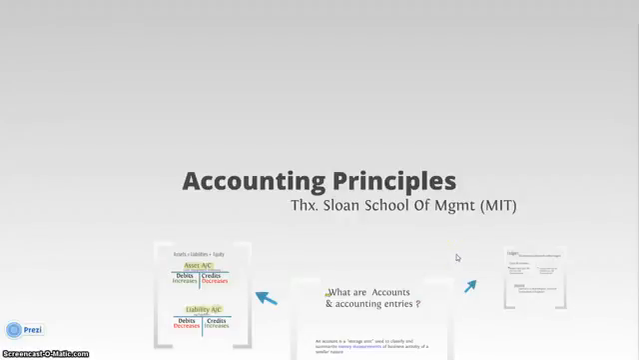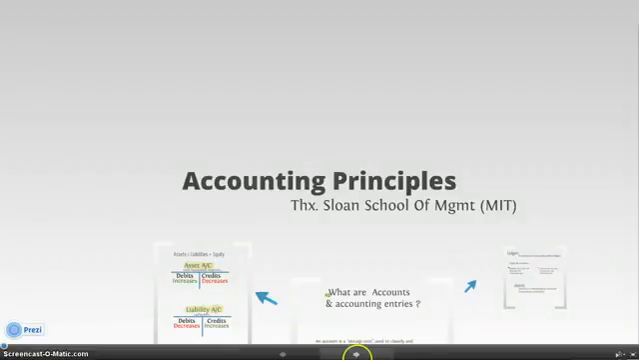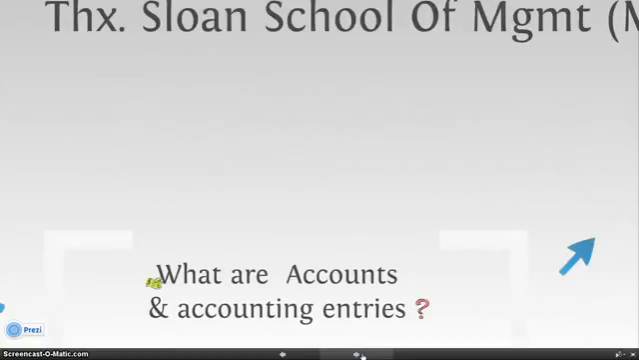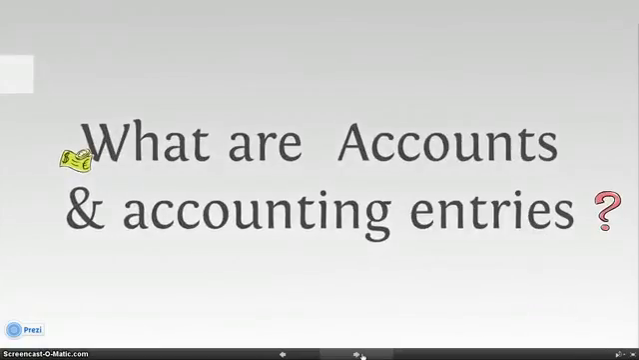Let's take a quick look at accounting principles. Primarily a minute's worth of topic focused on telling what an account is and how the accounting entries are made. Thanks to Sloan School of Management, this material has been derived from the lecture notes that were given in Sloan School of Management. So real quick, what are accounts or what are the accounting entries?